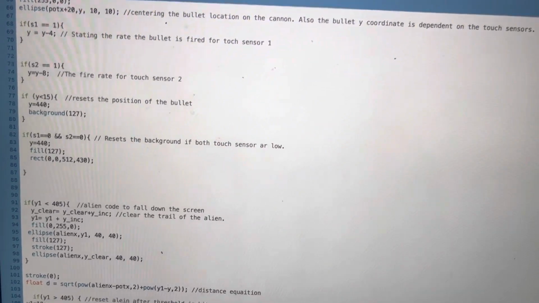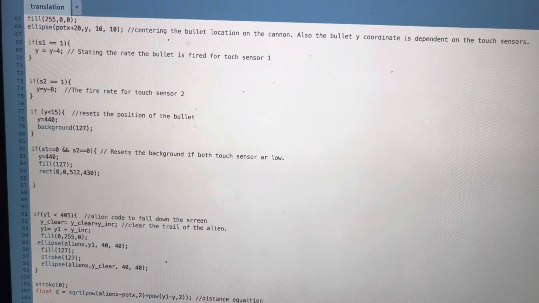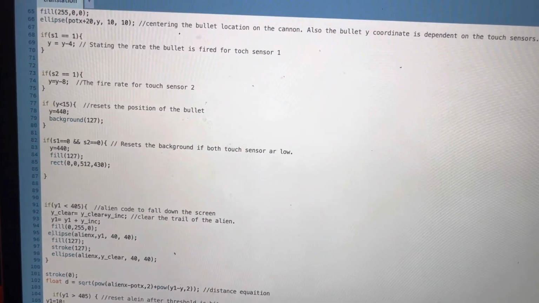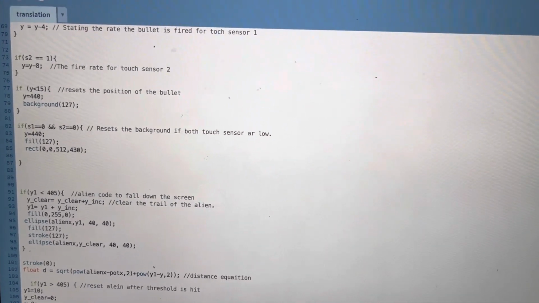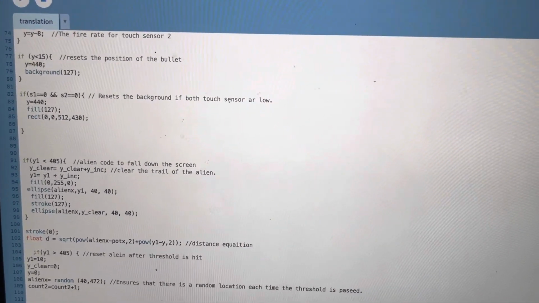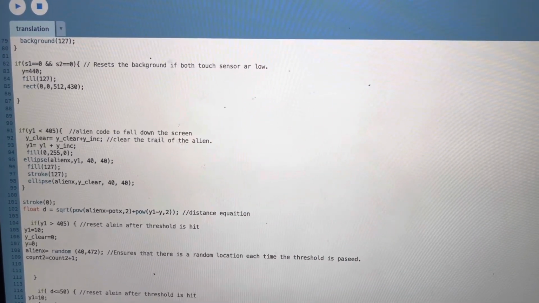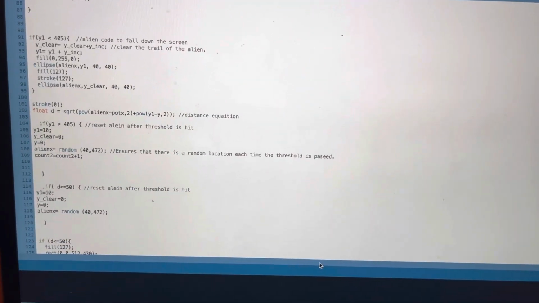And then here, if my touch sensor 1 was activated, it'd be shooting at a rate of y-4, and if touch sensor 2 was activated, it'd be moving at a rate of y-8. And you could actually touch them together and get a rate of y-12. And then more resetting it to ensure that if both sensors are low, nothing is happening.